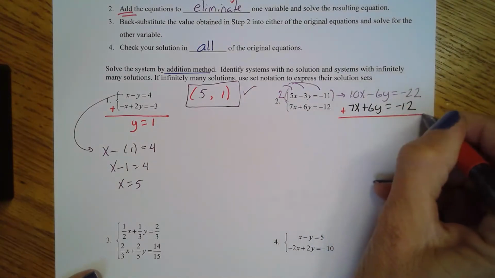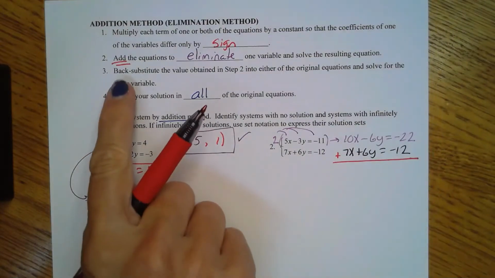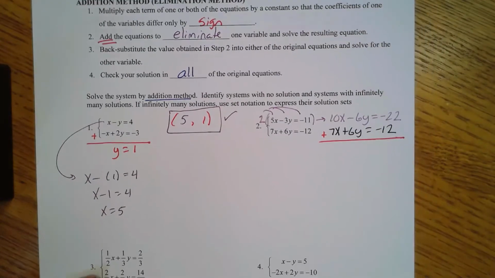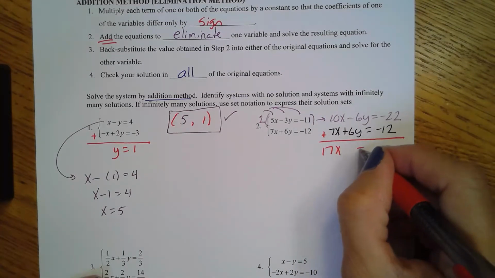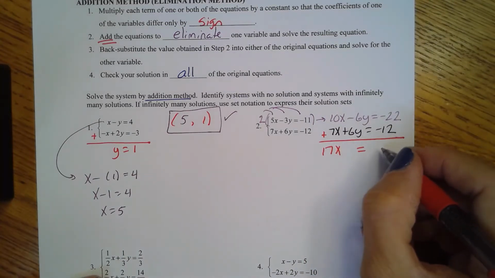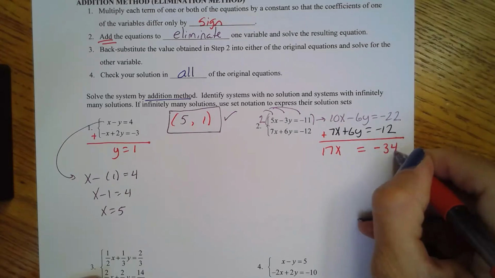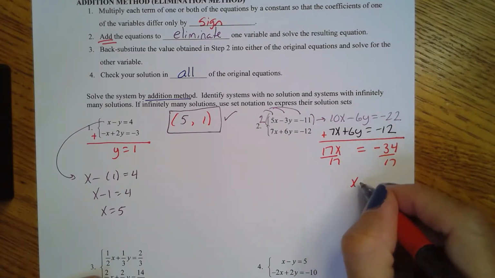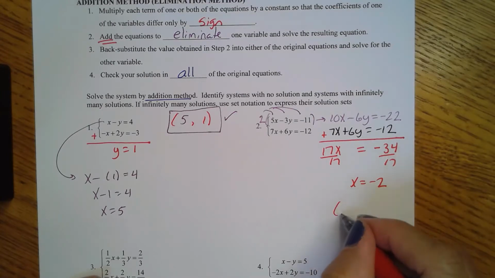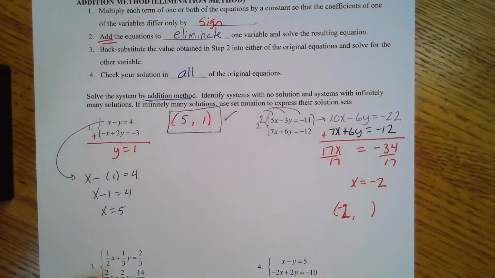So we're going to add the equations together. Again, that's step 2, add, to get rid of one of our variables. And we end up with 17x, the y's disappear, and negative 22 minus 12 gives me negative 34. And if I divide by 17, I'm going to get x equaling negative 2. So in my ordered pair, I get negative 2 comma something. So let's figure out what the something is.